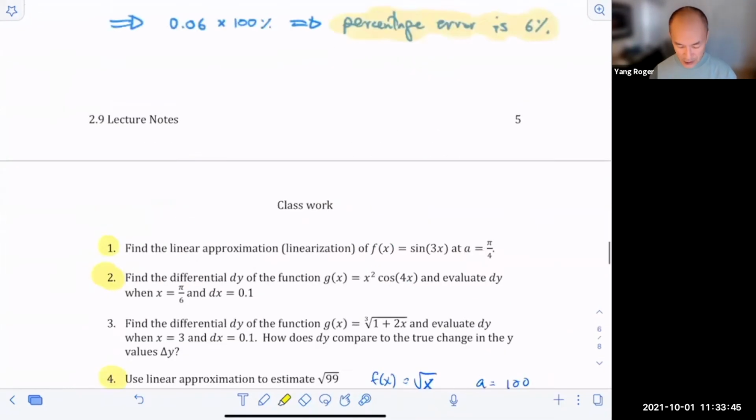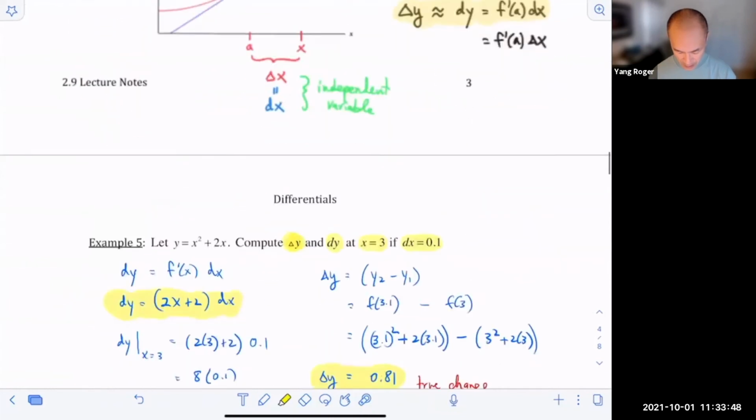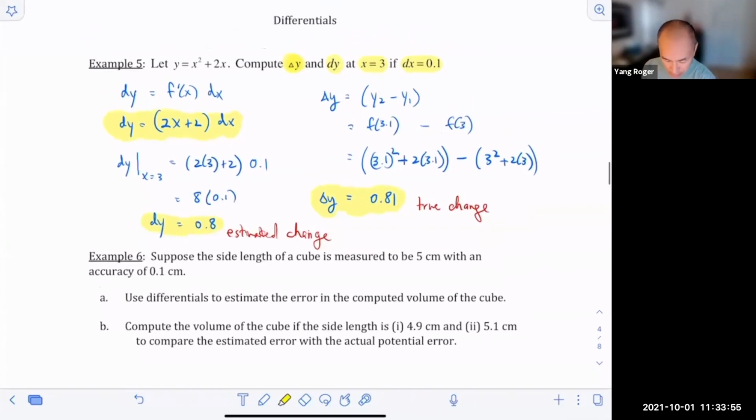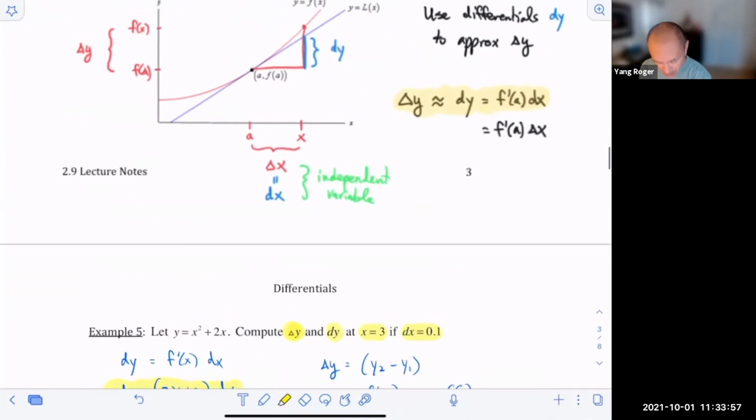Oh, I'm sorry, Desmond had a question. Let me go back. So he says, so you got 3.1 by adding x and dx. That is correct, sir. So in our picture over here, this is 3. I'm going to add the 0.1. That's how I get this 3.1. So I'm going from 3 to 3.1, and I want to see what the change in the y values are. Okay. All right.